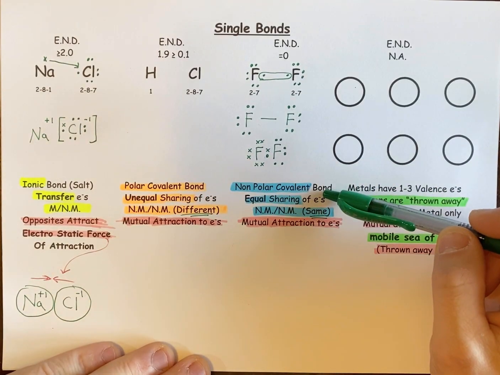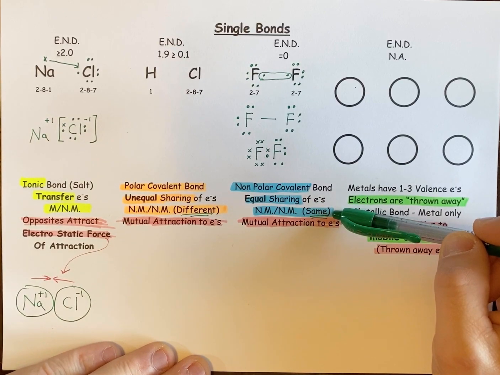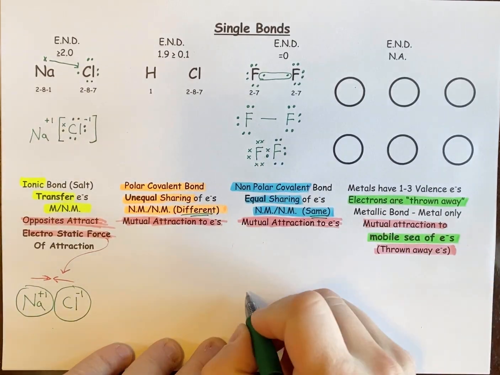The way to tell if you're dealing with this type of bond, you have two nonmetals, and they are the same element, like F2, H2, N2, you know the whole saying, Brinkelhoff. What holds them together? Attraction to the mutually shared electron. So let me show you how that works.